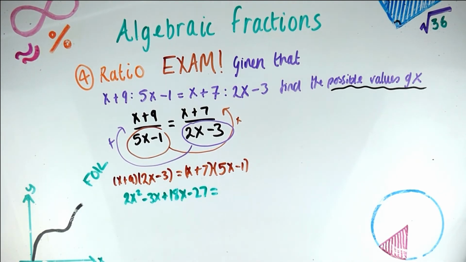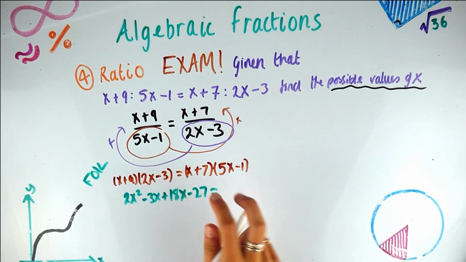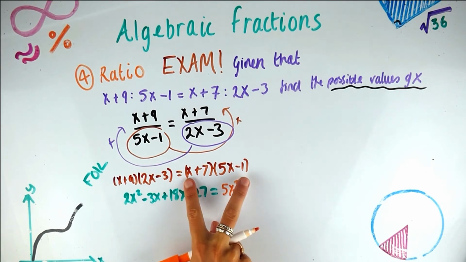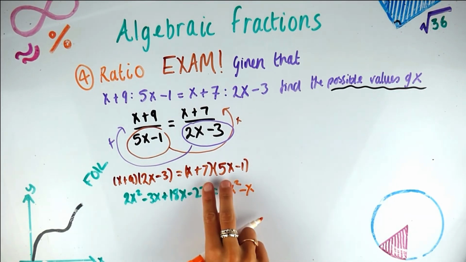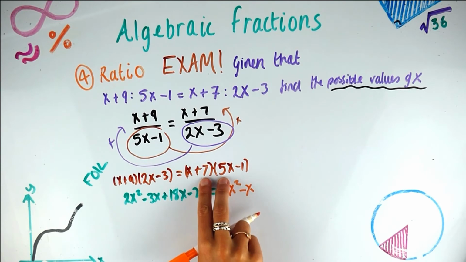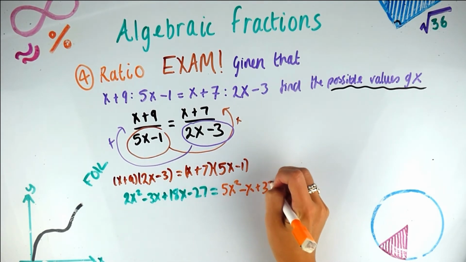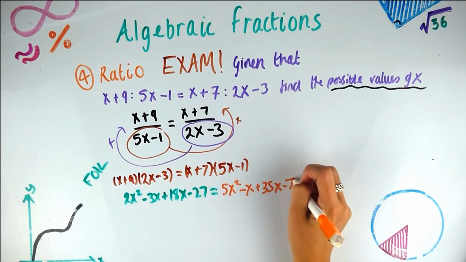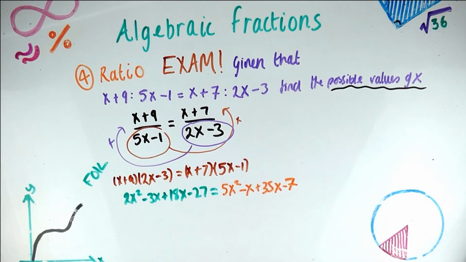Let's do the same on this side. So we have the firsts, 5x multiplied by x is 5x squared. The outsides in each bracket, x times minus 1 is minus x. The two insides, 5 multiplied by 7 is 35x. And then the last in each bracket, minus 1 times 7 is minus 7. So now you have to collect all like terms.